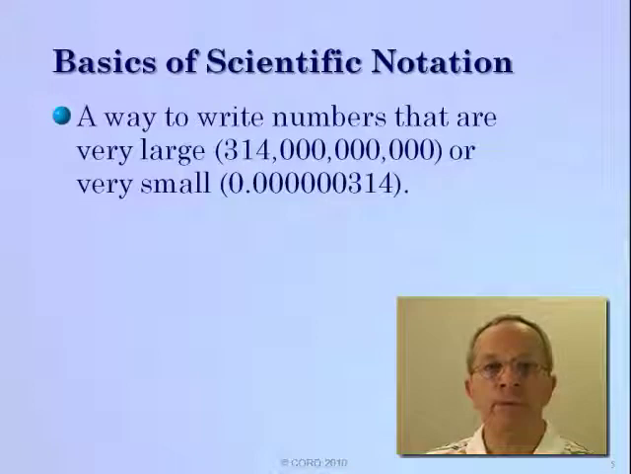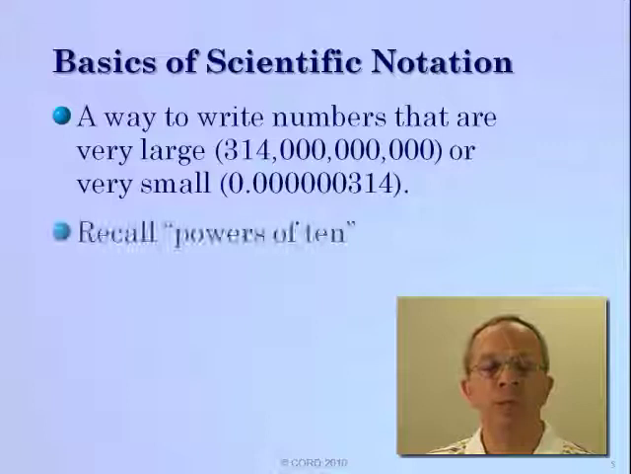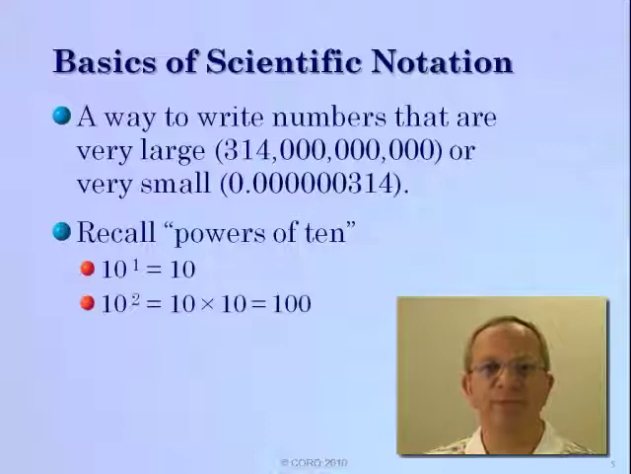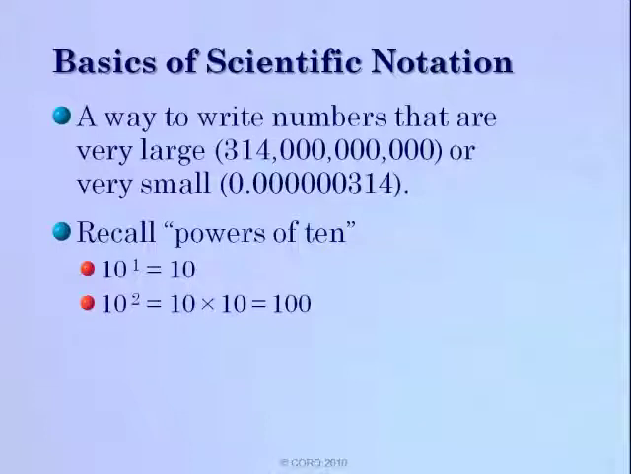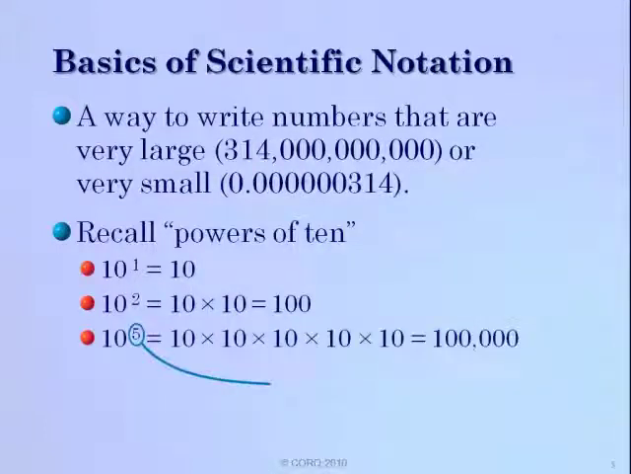Now, scientific notation is essentially a way to write numbers that are very large or very small. So let's recall some powers of 10. You know that 10 to the 1, for example, is 10. 10 to the 2 is just 10 squared, which is 10 times 10, which is 100. 10 to the 5th power, then, is 10 times 10 times 10 times 10 times 10, which is 1 followed by 5 zeros. Do you see the pattern here? That's going to be our secret as we move along here.